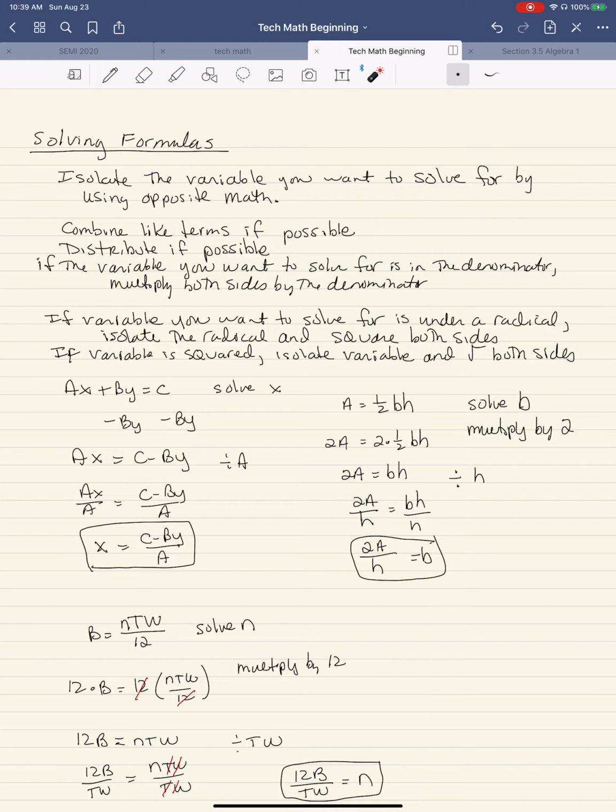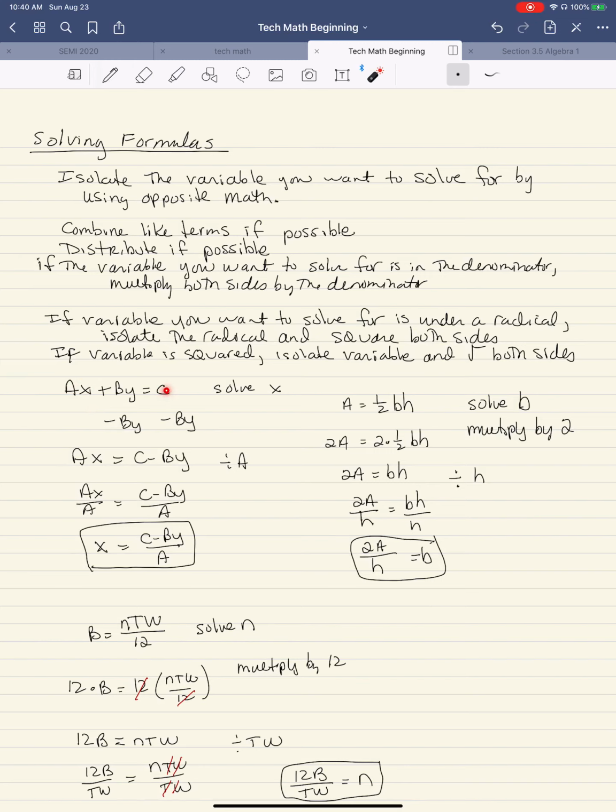So let's start with this: ax plus by equals c. Solve it for x. Here is x over here. On the same side is this positive by. So to move this to the other side, it's added, so you subtract. Subtract by from both sides. So you bring down the ax. These cancel out on the left.